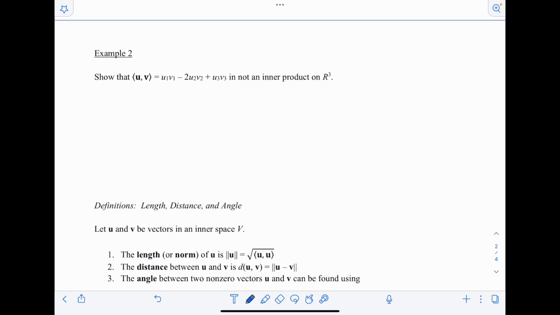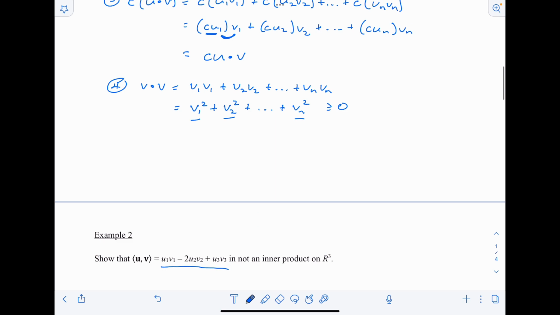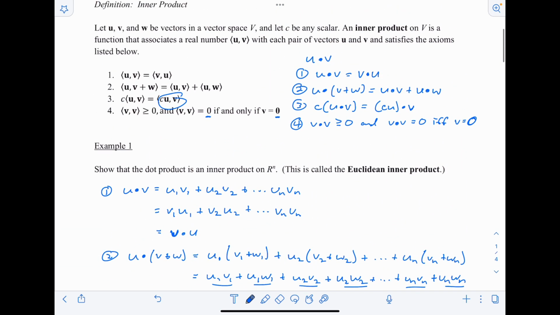So this is the operation. This is how we're defining the operation. All we need to do is show that there is a vector, or vectors, in R3, depending on which axiom we want to show isn't true, and basically do exactly that. We need to find an axiom in this list that wouldn't hold true for one or more vectors in R3.